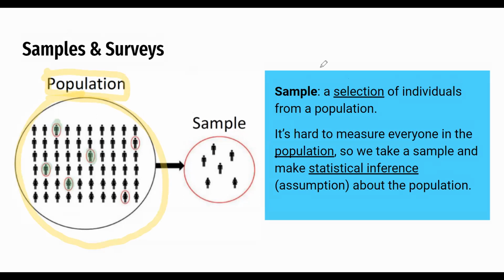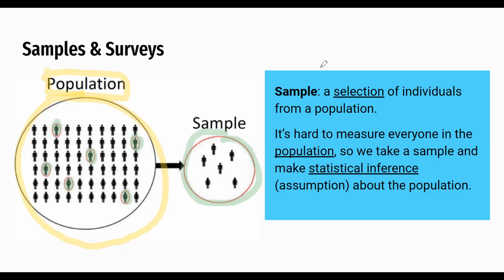The people that answered our survey, or that we gathered data from, those are people in our sample, and they are a subset, a selection of people from our population. The purpose for this is it's literally impossible to measure every single person in the population, even if the population is small. So we usually just take a sample, a small selection of individuals, and then with the results we make a statistical inference about the population, or we make an assumption, or a generalization about that particular population.